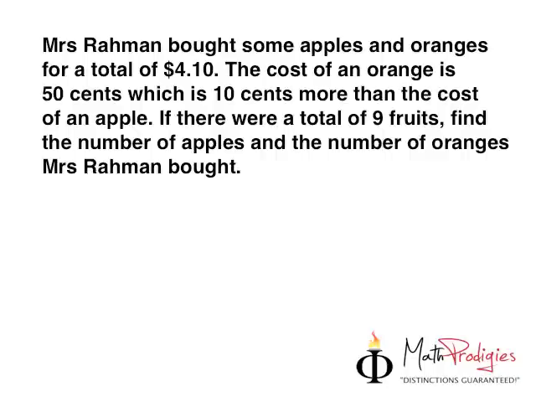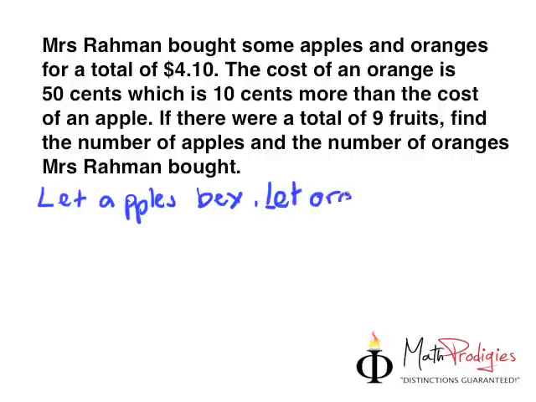Miss Rahman bought some apples and oranges. So you don't know what's the apples, you don't know what's the oranges. The first step is definitely to do what? Let apples be x, or let whatever you want. So let apples be x. And let oranges be y. Whatever you want, A or B or A or O, whatever you want can be done.